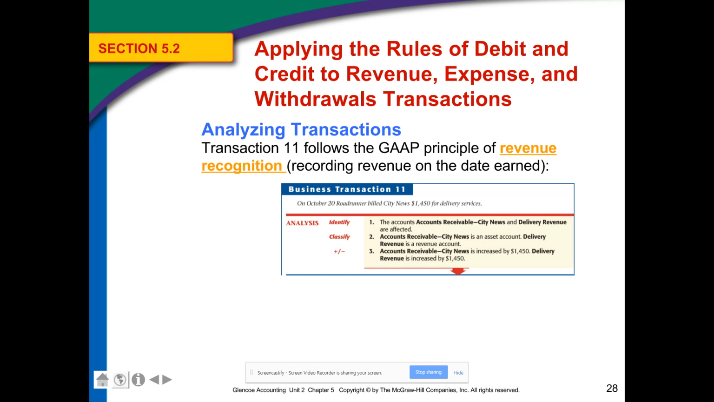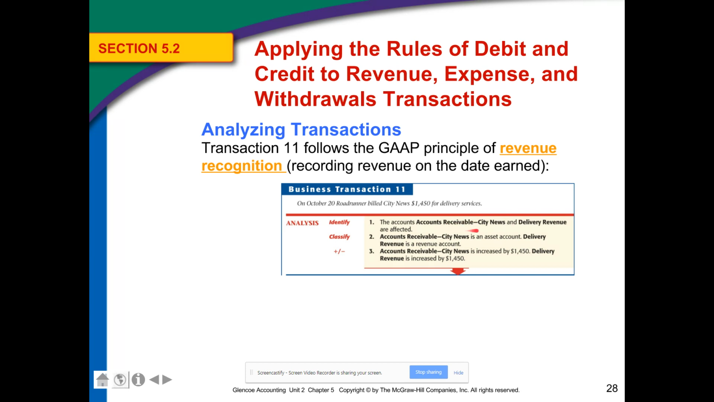So we also have this idea of revenue recognition. According to GAAP rules, we have to record revenue on the day that it's earned, not necessarily on the day that we get paid, which is why we have accounts receivable. Accounts receivable is an asset account that tells you that somebody owes us money. It's the opposite of a payable. So in this case, Roadrunner billed City News $1,450 for delivery services. So we did some services for them. They didn't pay us, so we sent them a bill.